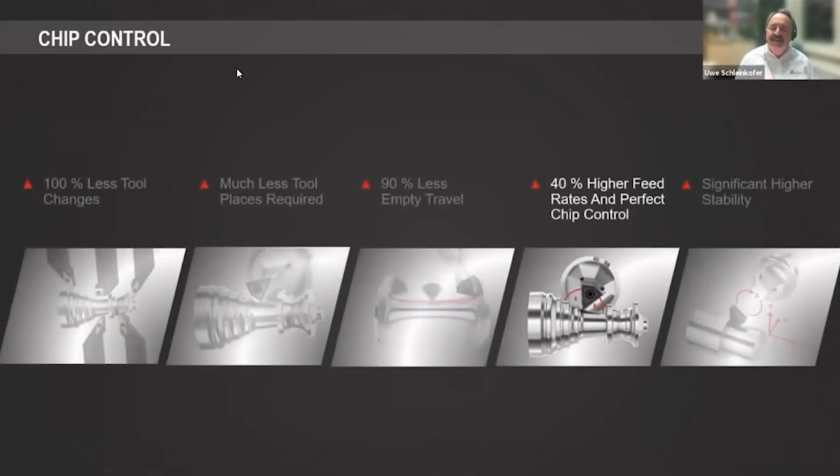Okay, so this gives you a little bit an idea what's behind that, but there is much, much more. And I'd like to step inside these additional informations now. And one of them is you can run with this tool much higher feed rates with perfect chip control. And why is that?